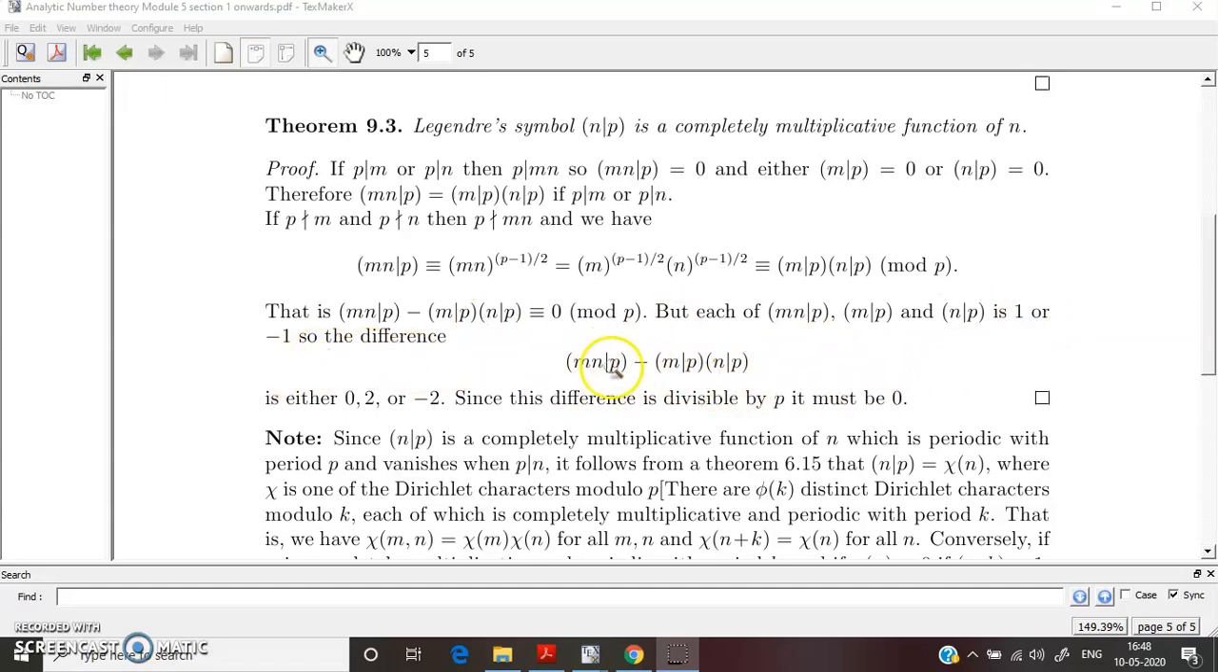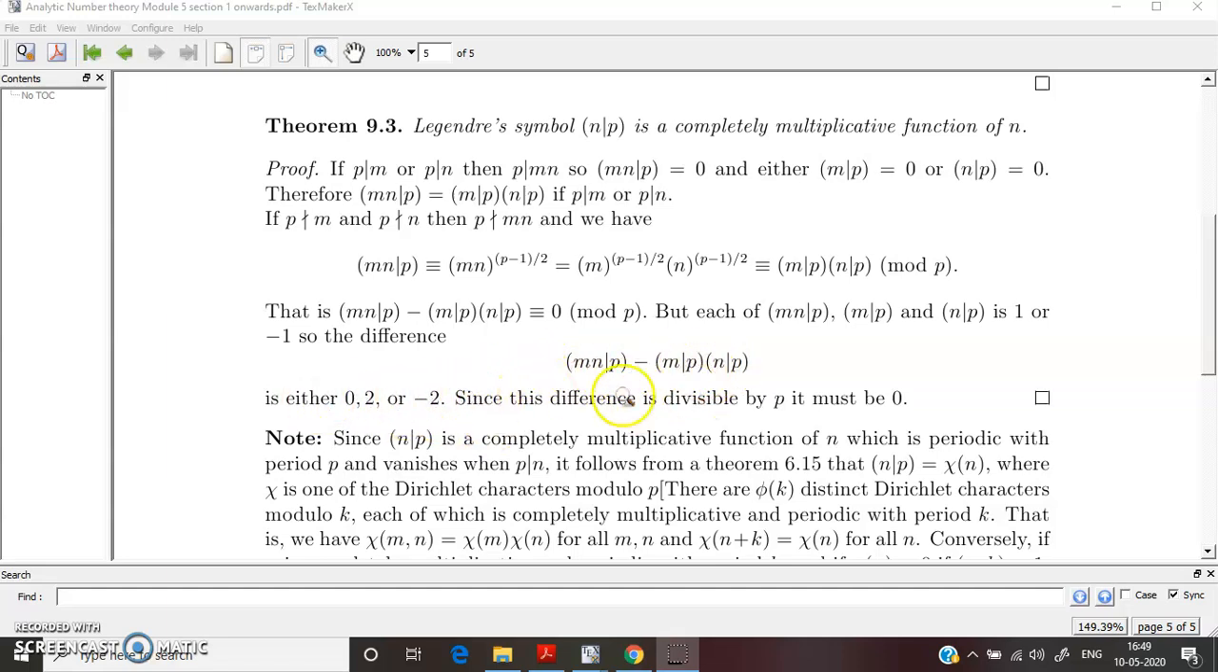So the difference can be either this is 1 and this is 1, in which case 1 minus 1 is 0. If this is minus 1 and this is 1 and minus 1, this is plus 1, so 1 plus 1 is 2. If this is 1 and this is minus 1, this is 1 minus 1, and in the other case it is minus 2.